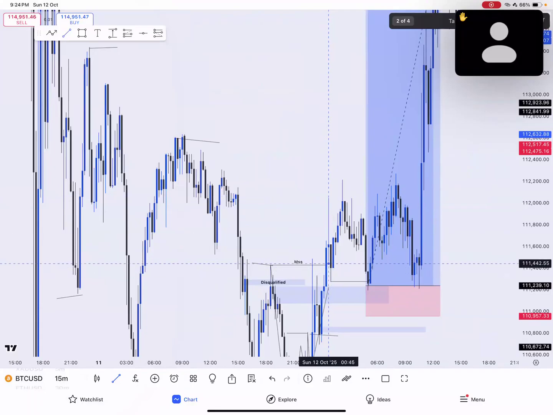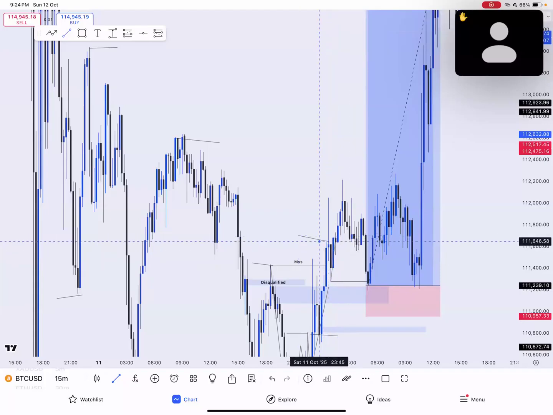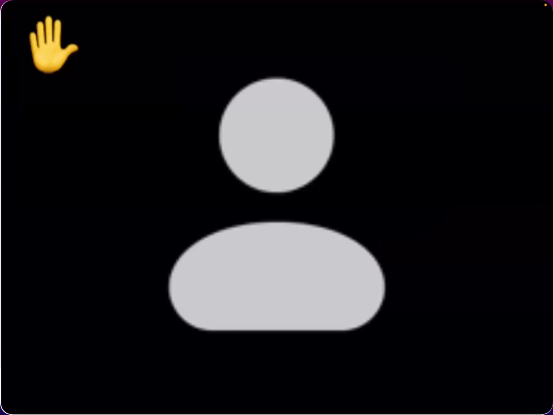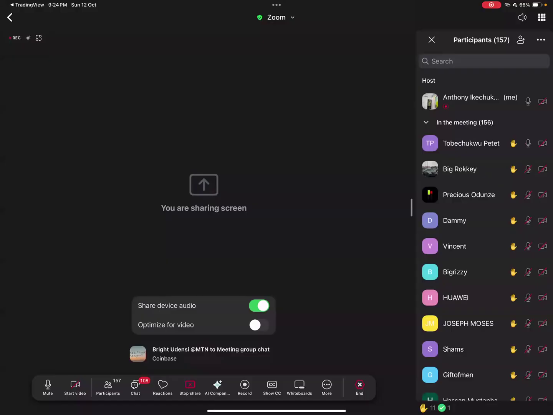Okay. So this one actually broke past this zone, the high of where the structure shift stopped. Yeah, this one broke past it. So that was why I picked this as the inducement. Okay.